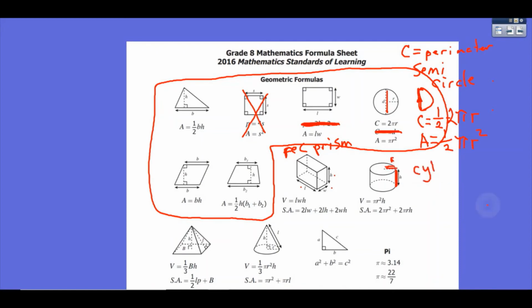Okay? So you want to make sure that you know the difference, again, between volume, how much it takes to fill that, and surface area, how much it would take to cover the outside with paint or with paper. All right?